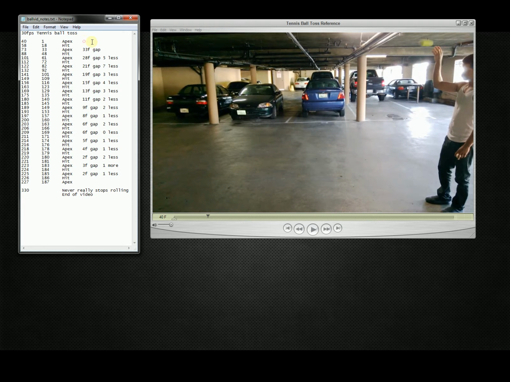This last column over here, this fourth column, I usually don't include on my notes, but it's a nice way to see that there's actually a pattern in both space and time happening here. In this case, there's a 33 frame gap between these two apexes. Then there's a 28 frame gap, which is 5 less than the previous gap, showing that it took less time between this apex and that one. Then 21, 19, 15, 13, and we can see that there's a diminishing amount of time between these gaps, and that the amount that they're changing is going down as well.